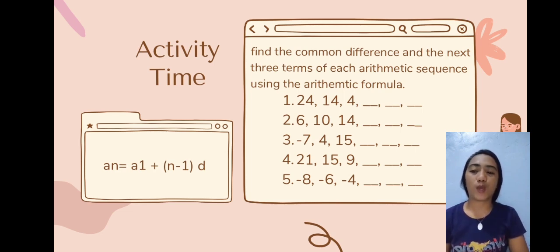In number 4, we have 21, 15, 9, and then find out the next terms, which are the fourth term, fifth term, and the sixth term. And then last number, we have negative 8, negative 6, negative 4, and then we will find out the fourth term, fifth term, and the sixth term. So, to find out those terms that are missing, we will use the formula, which is an is equals to a1 plus, open parentheses, n minus 1 close parentheses, d.